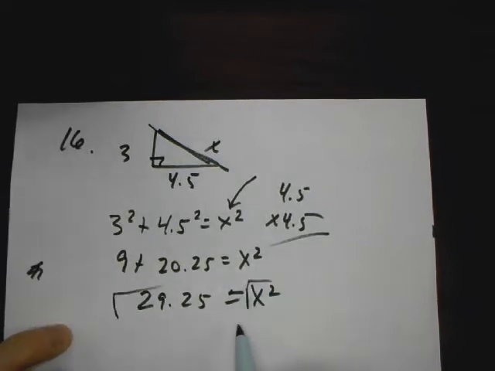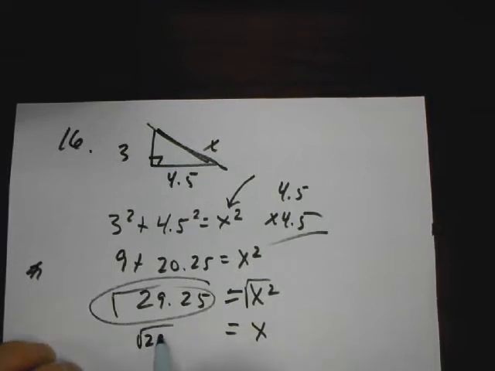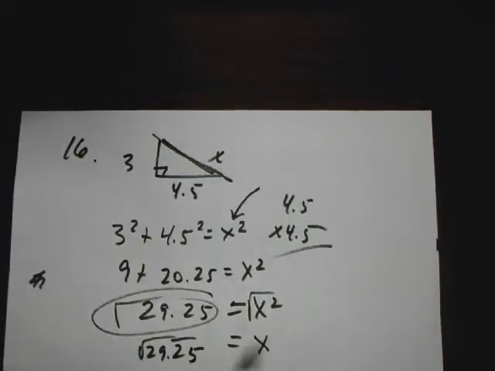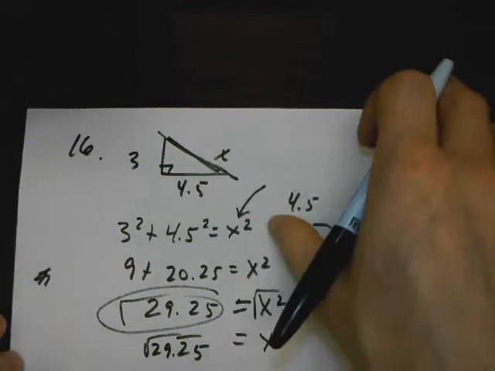And then take the square root of both sides. And since that's not a perfect square, that's going to be your answer. It's an irrational number. We're at 29.25. Okay, number 17.